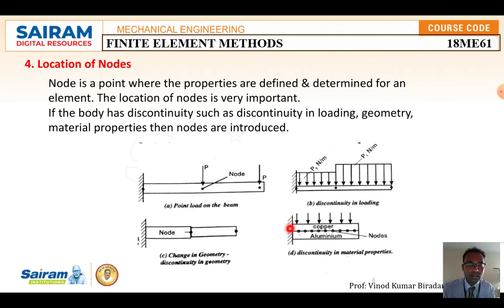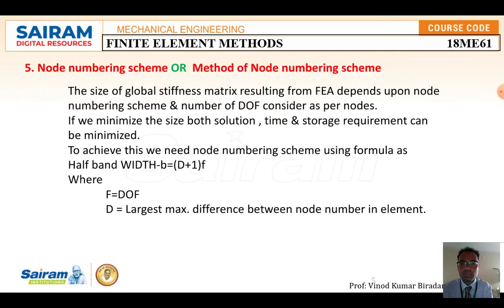Again here, this is a discontinuity in material properties. This is a copper aluminum plate, a combination of two materials. Here there is force one, two, three, four, five. Where forces are acting, you have to introduce a node. That is the location of a node. From this you will understand that where the discontinuity is, we use a node. This is about the location of node.